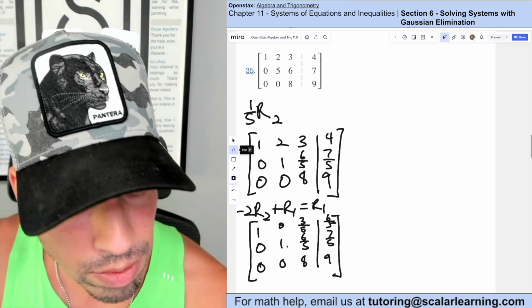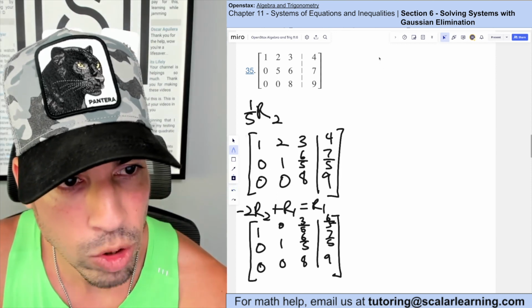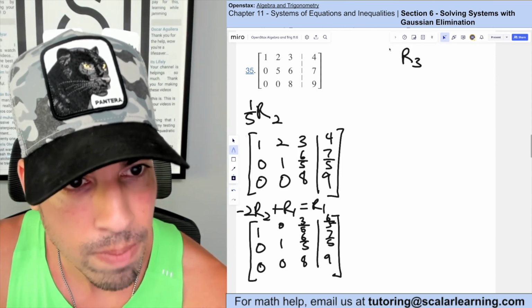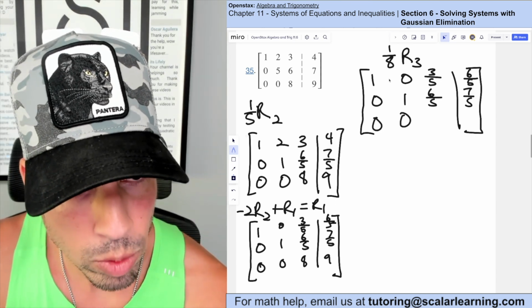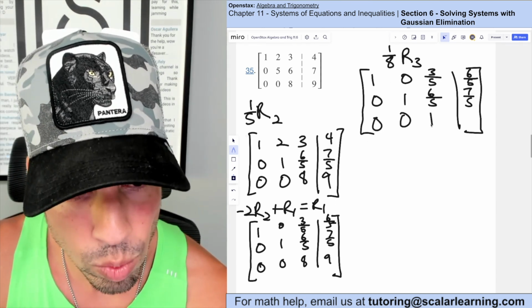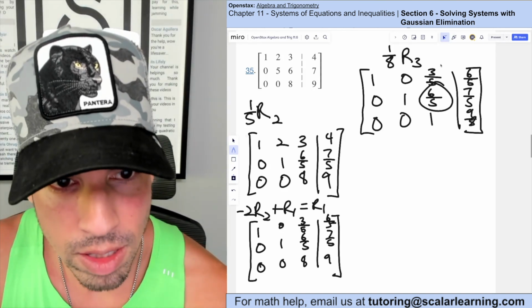Okay, next what I'd love to do is flip this one to a 1. So I'm going to multiply row 3 by 1/8. Let's write that out. So we got 0 and 0. Both times 1/8 is 0. Times 8 is 1. And times 9 is 9/8. All right, now what we got to do is flip this and this to 0.